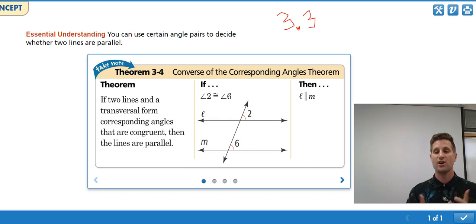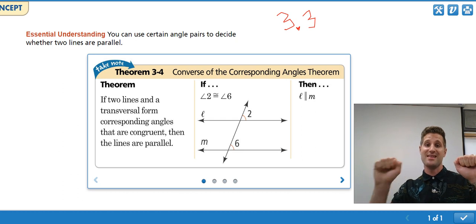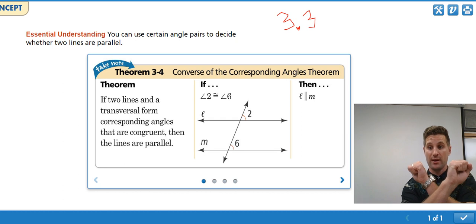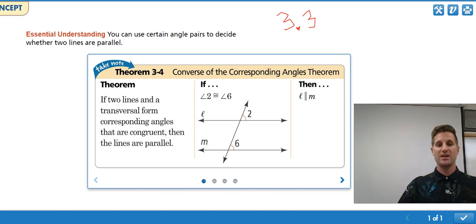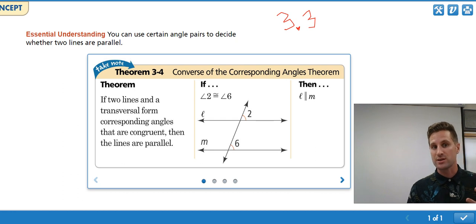And our first theorem is the converse. So again, you start out with if you have a transversal cutting two parallel lines, then you have congruent corresponding angles. Now we're flipping that, the converse, and so now we're saying the reverse of that. So if two lines and a transversal form corresponding angles that are congruent, then we have parallel lines. So this allows us to prove lines parallel. That's kind of our goal for this lesson. Okay? So here we have the first one, so write that one down.